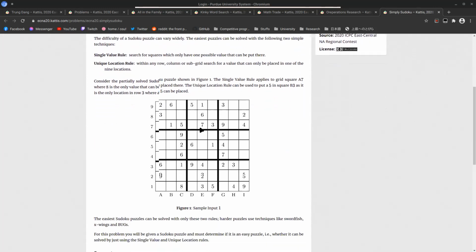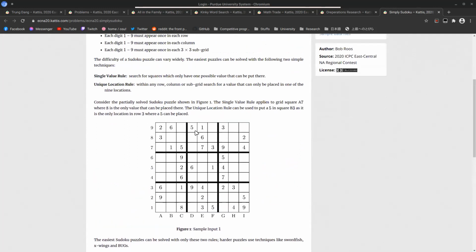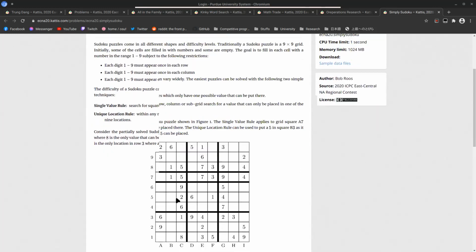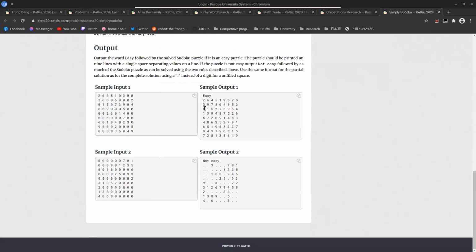So for this problem, it's just really brute force. Basically you loop as many times as you can. For each loop, you try using the single value rule on every square and the unique location rule on any range, and that's it. Because the size of the Sudoku grid is not too large, you can reasonably reach the end state in a reasonable amount of time, and then just output the solution. If you can solve everything, then it's easy. If you cannot solve everything using these 2 rules, then it's not easy. So that's just a very straightforward first problem.